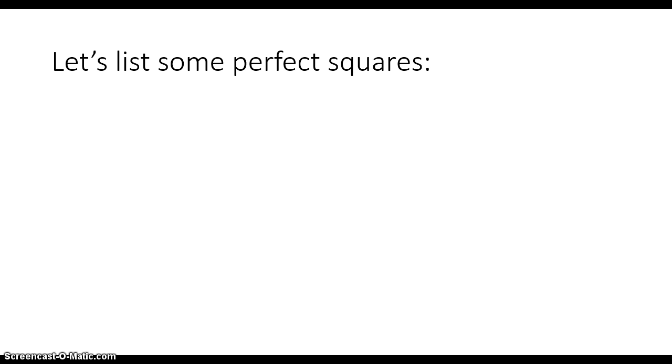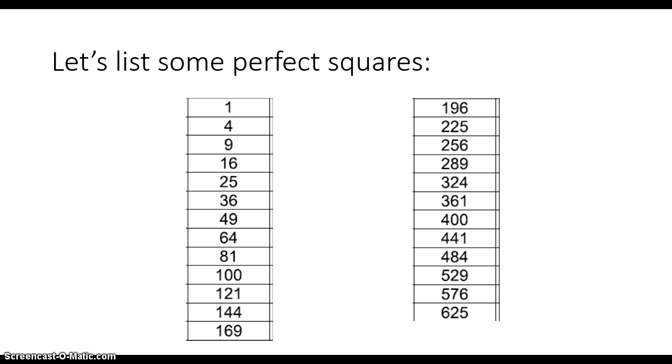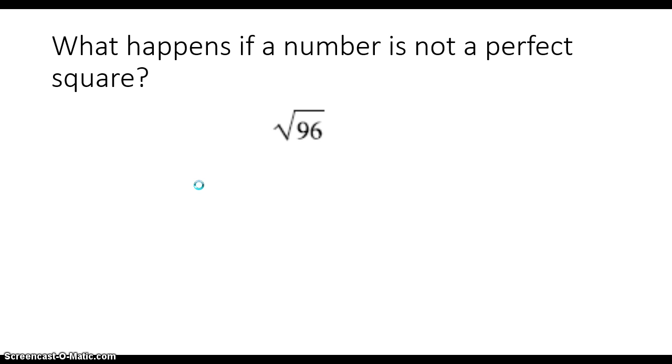So let's list some perfect squares to begin with. We talked about these in class and you got this list, but here are our perfect squares up to 25. So 1 squared, 2 squared, and so on, all the way up to 25.